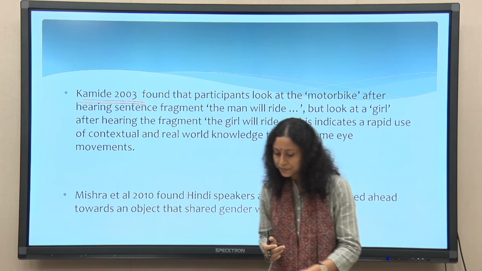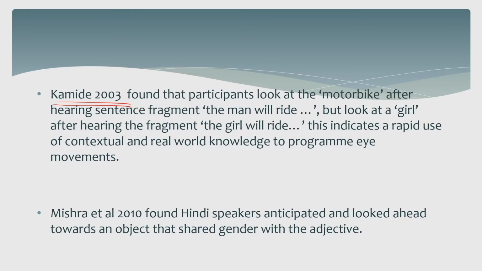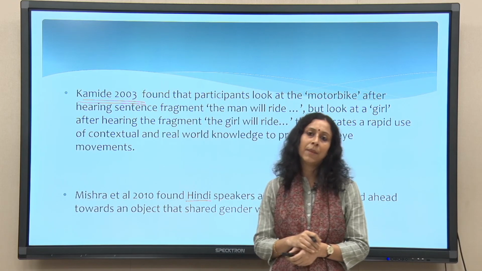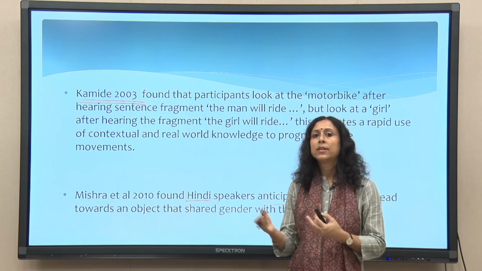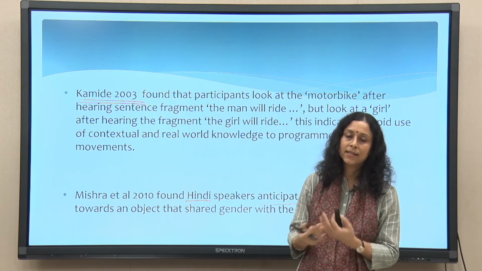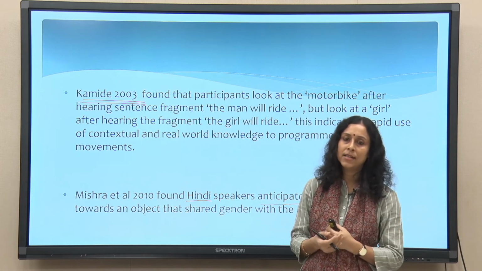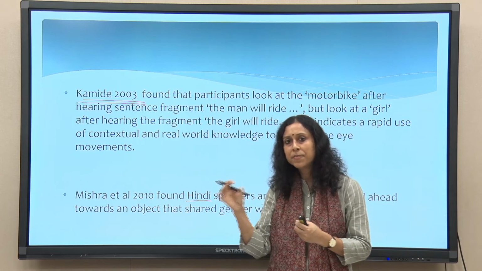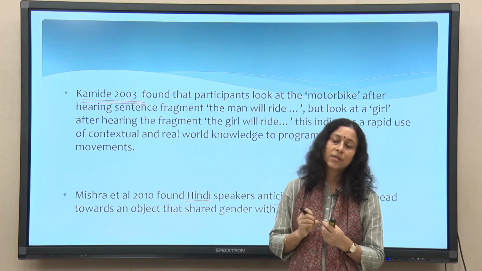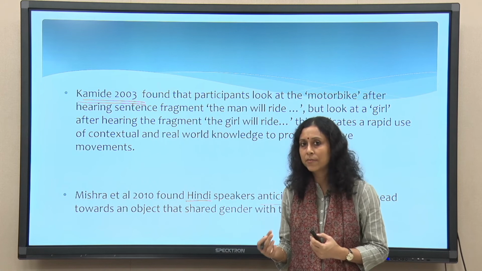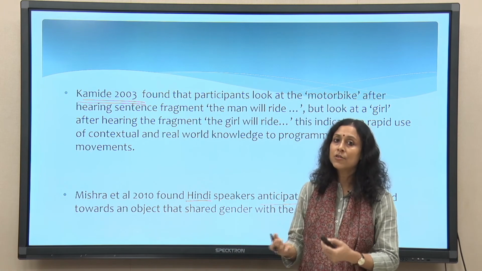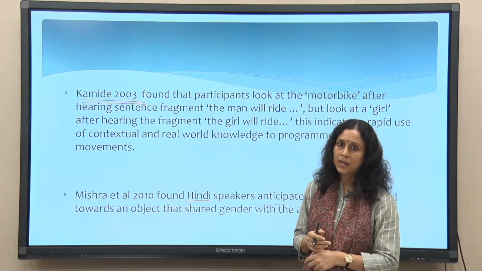Yet another study by Mishra et al. in 2010 found that Hindi speakers anticipated and looked ahead towards an object that shared gender with the adjective. In languages that have grammatical gender, we know that inanimate objects take gender. So, if the sentence is like, वहाँ एक छोटी सी चिड़िया बैठी है, by the time you are listening to छोटी सी and the display shows both animate and inanimate objects which can share the gender, the eyes will scan all the possible objects. So, the grammatical aspect of gender also helps us in anticipatory eye movement.